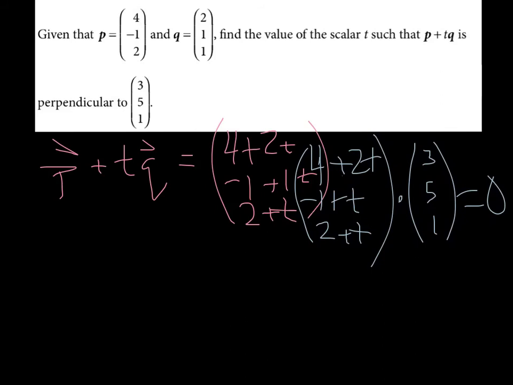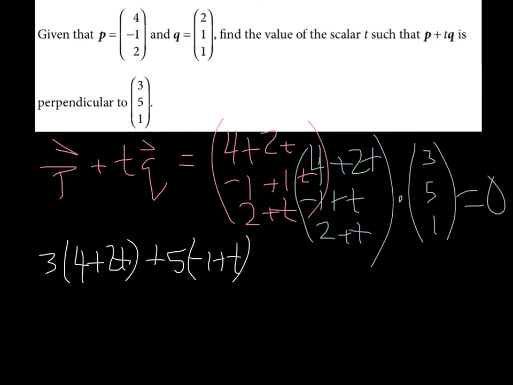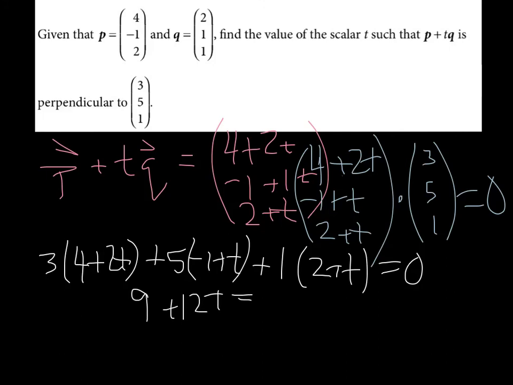So we're going to do 3 times 4 plus 2t plus 5 times negative 1 plus t, multiplying the x, y, and z components, plus 1 times 2 plus t equals 0. And now we're going to expand and combine like terms. Why don't you go ahead and see if you can finish this. What you should end up with is 9 plus 12t equals 0. And solving for t, you should get that t is equal to negative 3/4. And ladies and gentlemen, we are done.